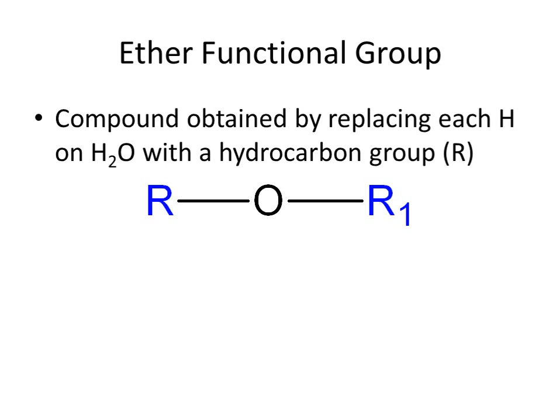In the diagram that you see here, you see R and R1. The subscript number is just used to designate potentially different hydrocarbon groups. Both R and R1 could be the exact same size in terms of number of carbons in the carbon group, or they could be different.